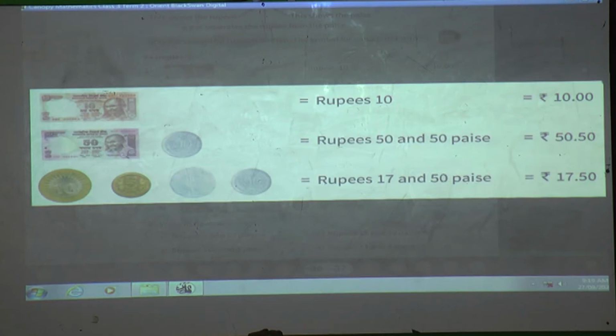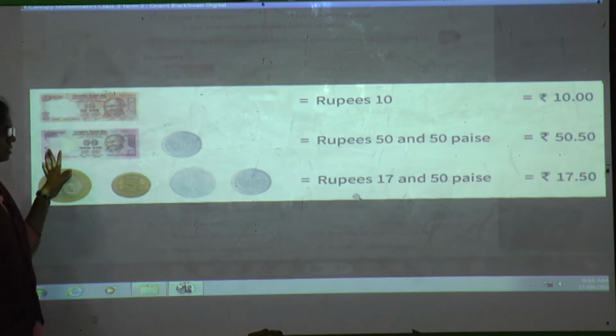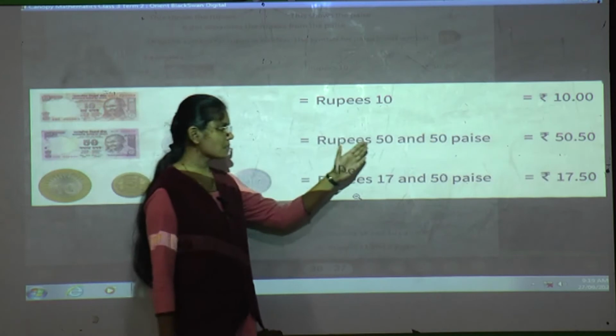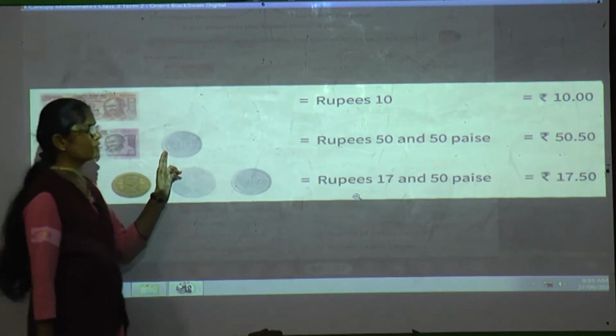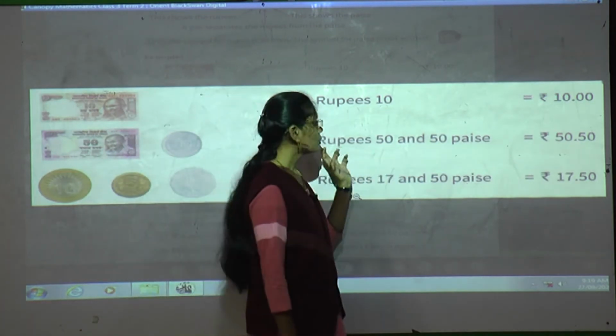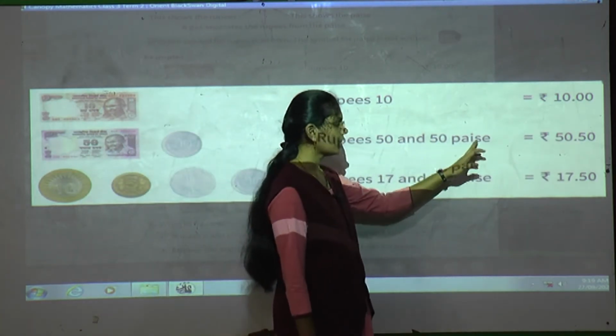Second example. Here you can see one note of 50 rupees and there is one more coin of 50 paisa. So how will you write this? This is a note of 50 rupees. So here we will write rupees 50 and one more coin is there of 50 paise. So here rupees 50 and 50 paise.